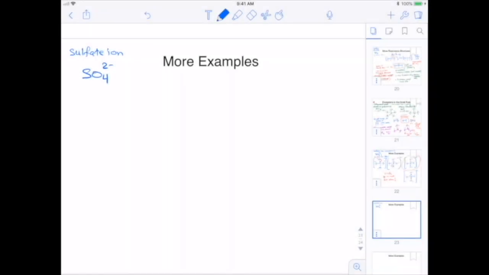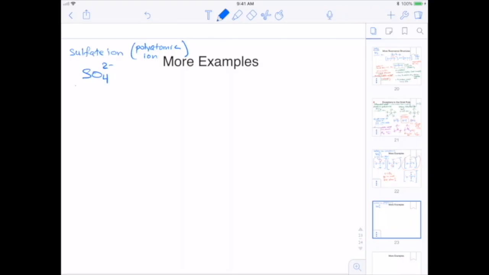The sulfate ion, SO4, with an overall 2 negative charge. This is a polyatomic ion. And let's just do things step by step. Step 1, identify the valence electrons.